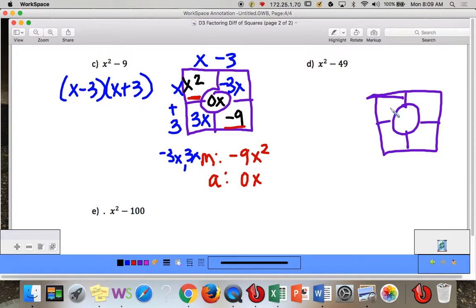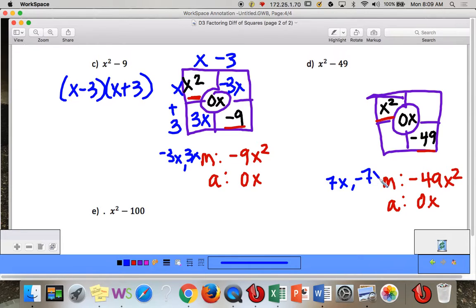So we have x squared, and we have our negative 49. Again, there's a 0x here. We want to know what multiplies to our first and our last box, negative 49x squared, that adds to 0x. All right, so two factors that multiply to negative 49 and add to 0 would be 7x and negative 7x.